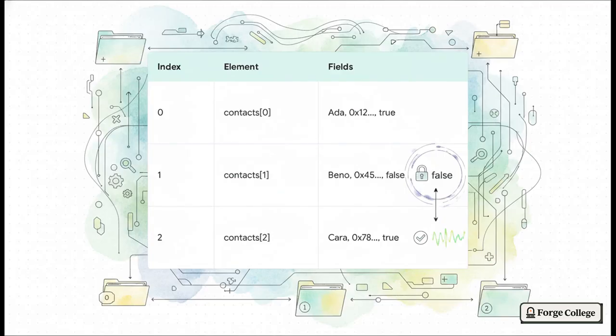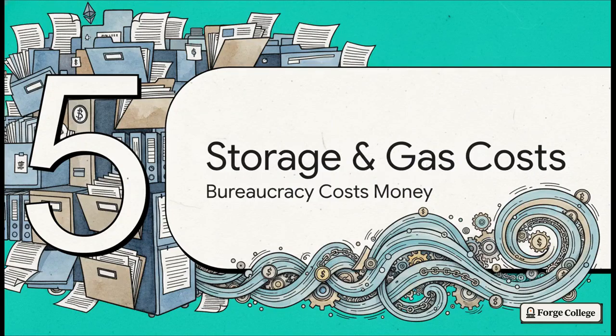Visually, your on-chain registry maps beautifully to this table. At index 0, we have our first element, which holds Ada's exact data. Index 1 holds Bino's data, which currently shows he's inactive. Index 2 holds Kara's data. If we ever need to know if Bino is active, we don't have to search through a chaotic, massive list of loose Booleans anymore. We just walk right over to folder 1 and look directly at his form. It's incredibly efficient. Section 5, Storage Mechanics and Gas.